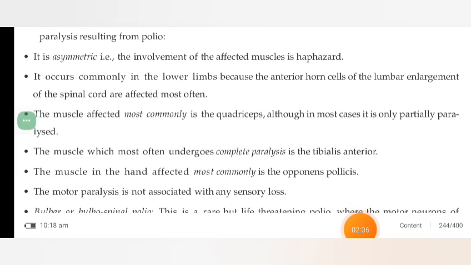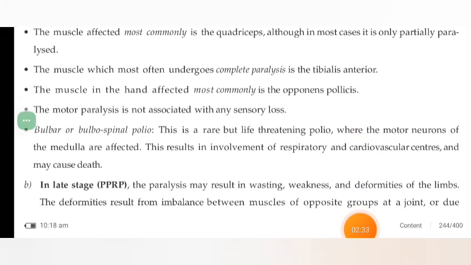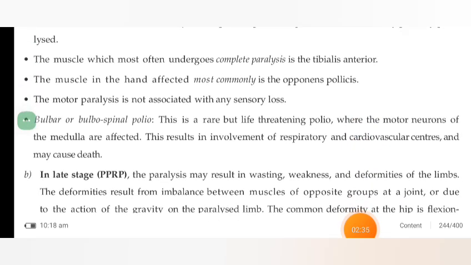It is asymmetric, that is, the involvement of the affected muscles is haphazard. It occurs commonly in the lower limbs because the anterior horn cells of the lumbar enlargement of the spinal cord are affected most often. The muscle affected most commonly is the quadriceps, although in most cases it is only partially paralyzed. The muscle which most often undergoes complete paralysis is the tibialis anterior. The muscle in the hand affected most commonly is the opponens pollicis.